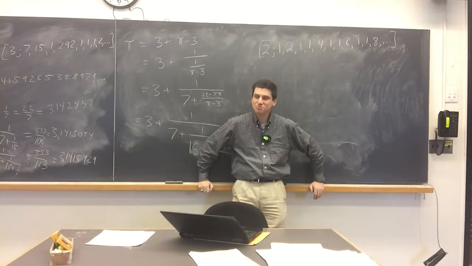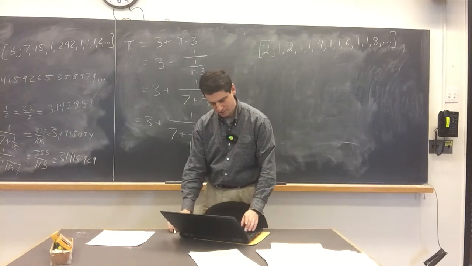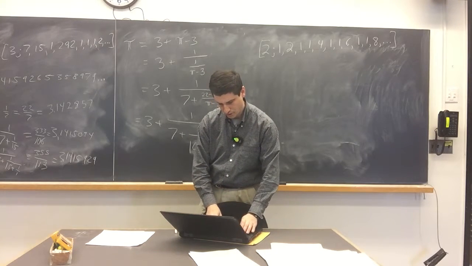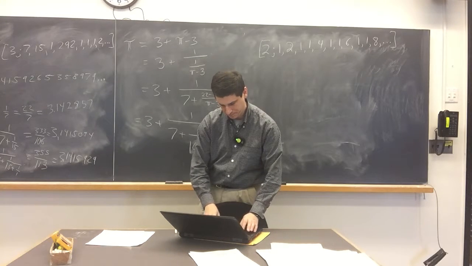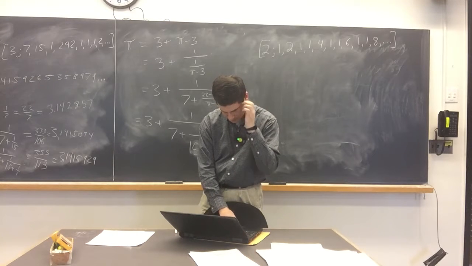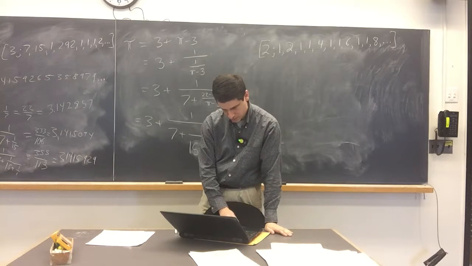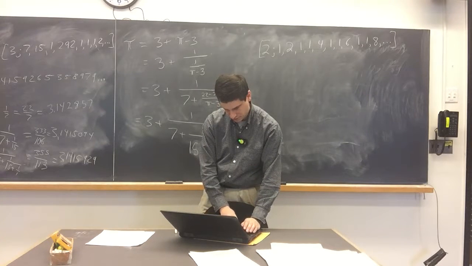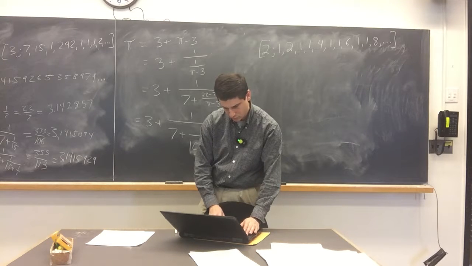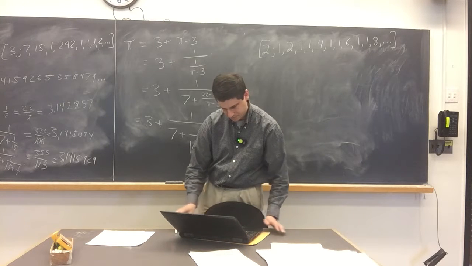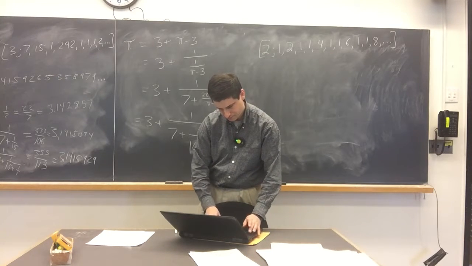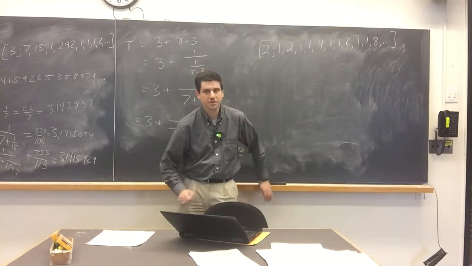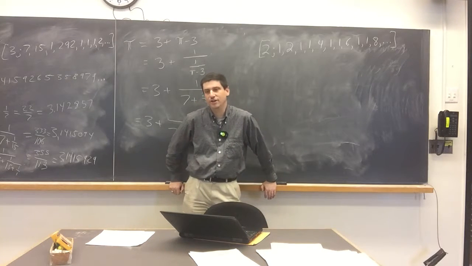e. Seems pretty reasonable, right? If I just take the first few, 2 plus 1 over 1 plus 1 over 2, I think I dropped a parenthesis. Sorry. 1 plus 1 over 1 plus 1 over 2 is 8/3, which is 2.66. So if I don't go too deep, I already have 2.66.